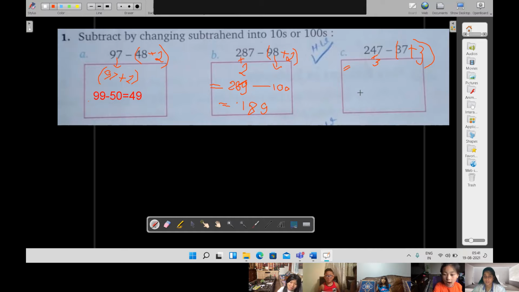Then you add 3 more to 247, and then it becomes 250. So it becomes 250, yes or no? Yes. Now it becomes what? 40. Yes. So now you can subtract. If you subtract 40 from 250, then it will become 210. Yes or no? It becomes 210. Yes. Do you understand this method?